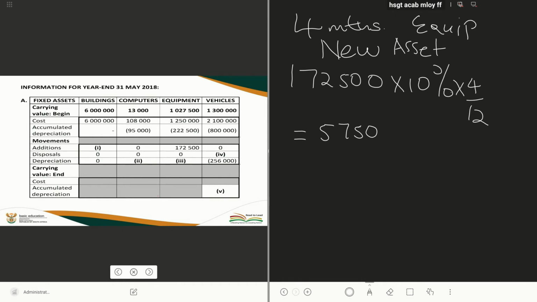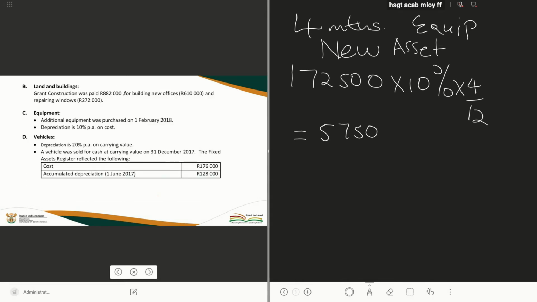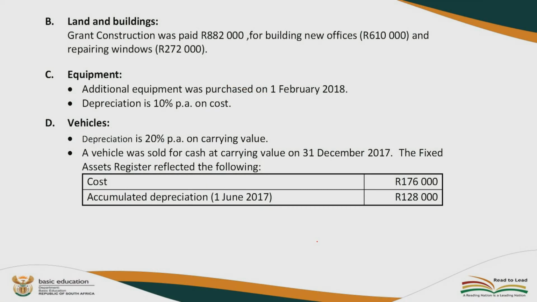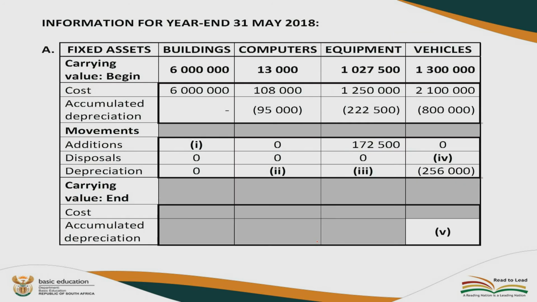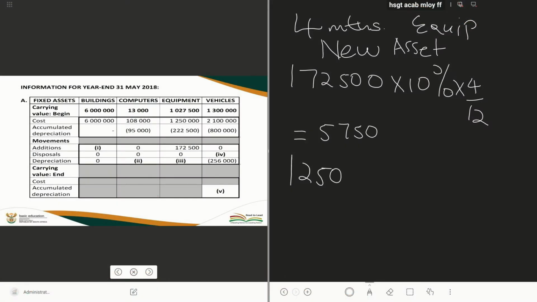Equipment. We are now going to look at the old assets. Remember, our information says that we need to calculate the depreciation at cost. The value of our old assets is 1,250,000.